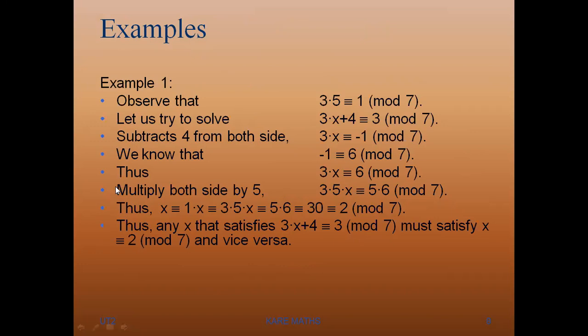Now, in this example, first we shall see here 3 5s are 15, which is congruent to 1 mod 7. Okay. Now, let us try to solve this one: 3x plus 4 congruent to 3 mod 7. Solve means what? We are going to find the value for x. Let us try to solve 3x plus 4 congruent to 3 mod 7.